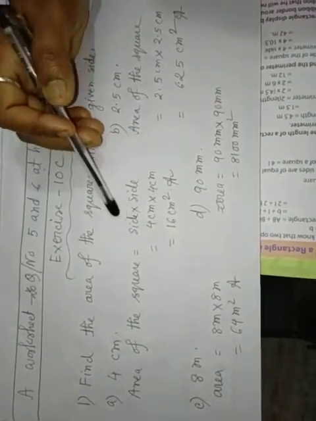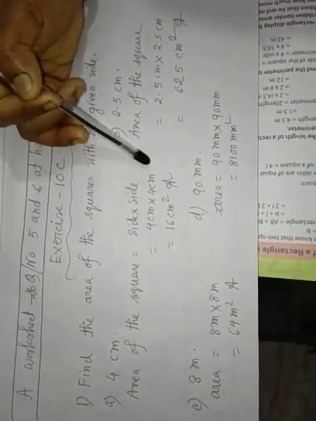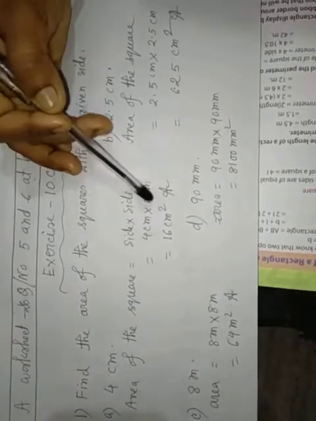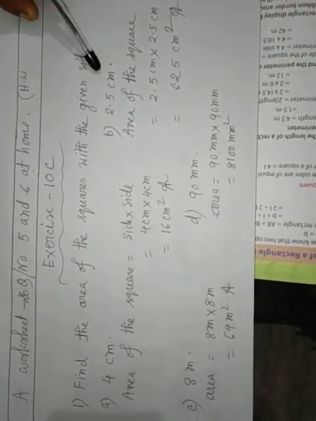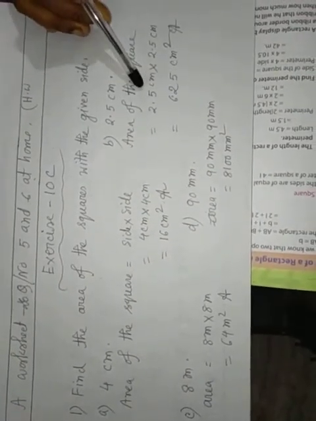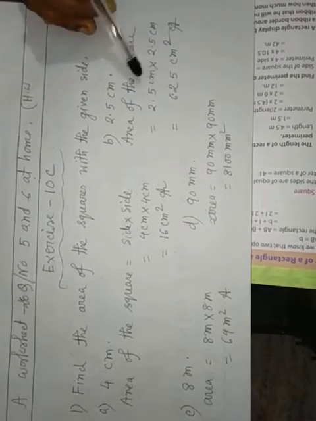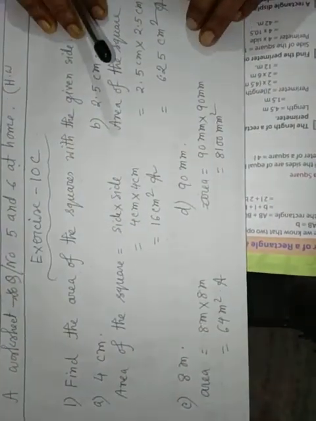Find the area of squares with the given side. Side 4 centimeter. Area of the square equals side into side, that is 4 centimeter into 4 centimeter, which is 16 centimeter square. Side 2.5 centimeter: area is 2.5 centimeter into 2.5 centimeter, that is 6.25 centimeter square. Side 8 meter: area equals 8 meter into 8 meter, which is 64 meter square.